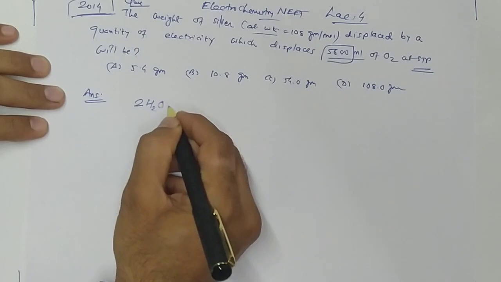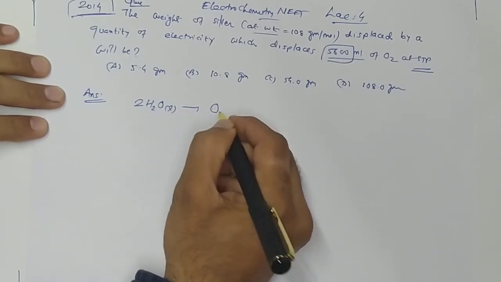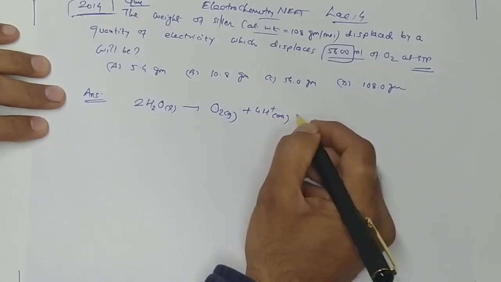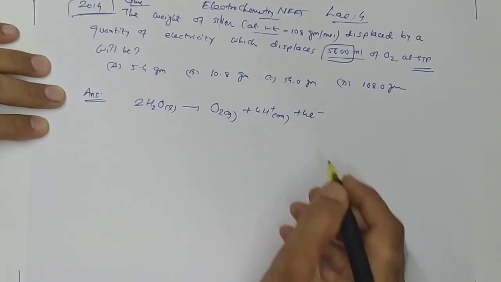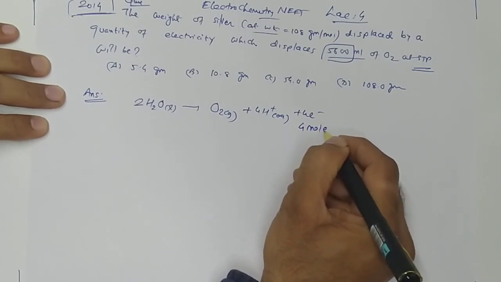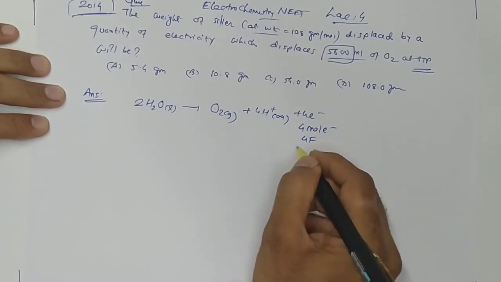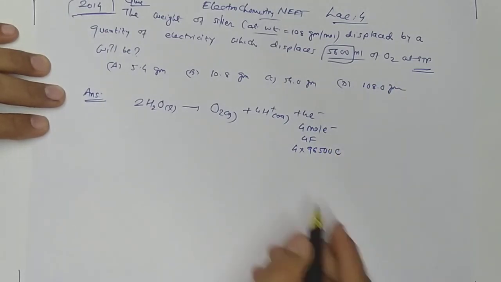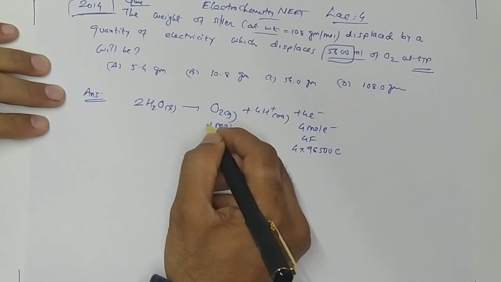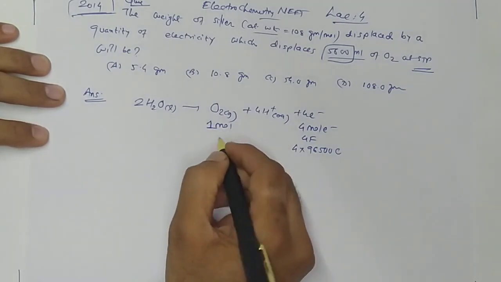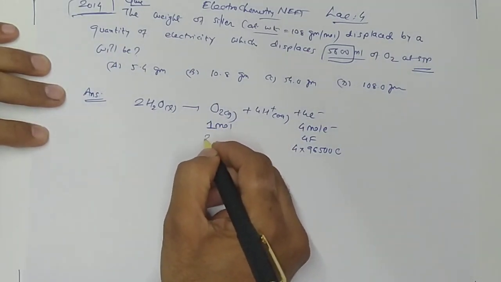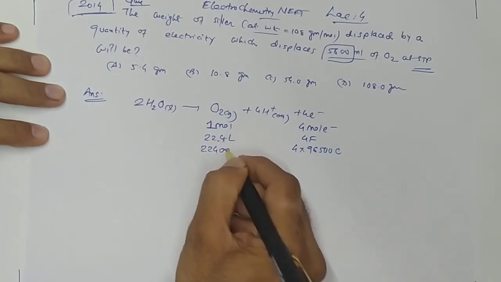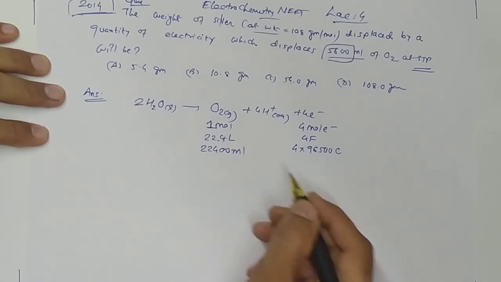So 2 mole water gives O2 gas plus 4H+ and 4 electrons. Here 4 mole electron means 4 Faraday, 4 into 96500 coulomb is passed. It gives 1 mole oxygen. So at STP, 1 mole oxygen means 22.4 liter, 22,400 milliliter.